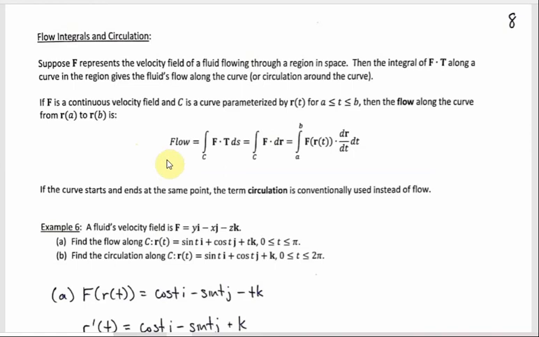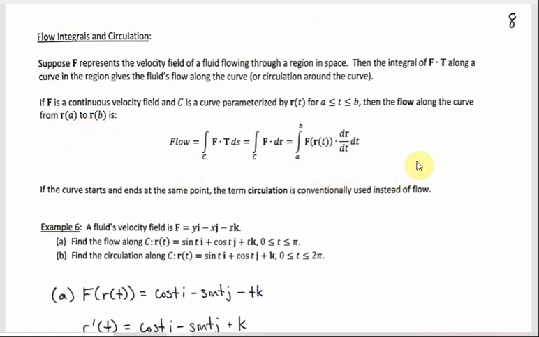But the way that you would do the computation to get flow, if you're looking at this, you're like, this is the exact same thing as work. Identical. We're going from r of a to r of b, and yeah, it's this same exact integral.